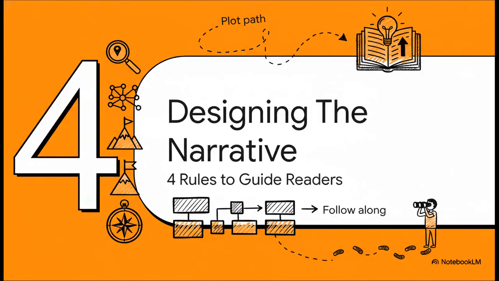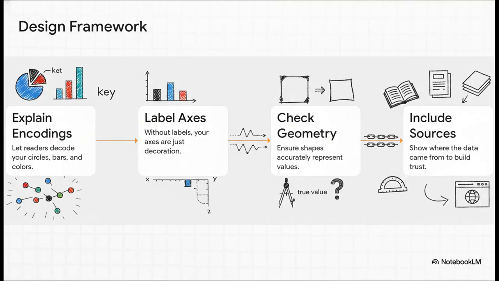All right, so you've found your plot. Now it's time to actually design the narrative. This is all about making sure your audience can follow along. So let's look at 4 essential rules to guide your reader. This really just comes down to 4 fundamentals: explaining how you're visualizing the data, labeling your axes, please label your axes, getting the geometry right, and always including your sources.